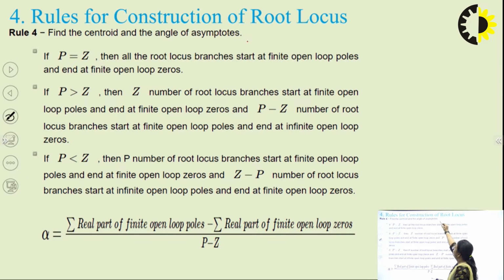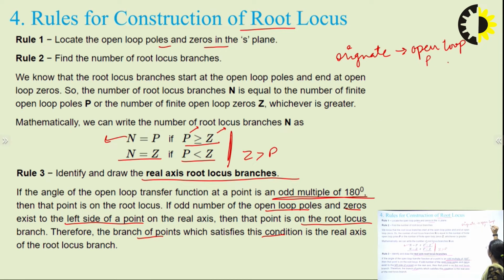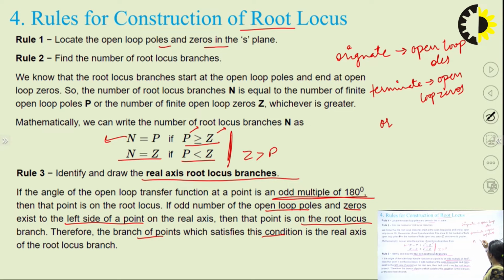Now the fourth rule is we have to find the centroid. One point is missing here: the branches of the root locus will always originate from open loop poles, and will always terminate either at open loop zeros or at infinity. This point is very important.